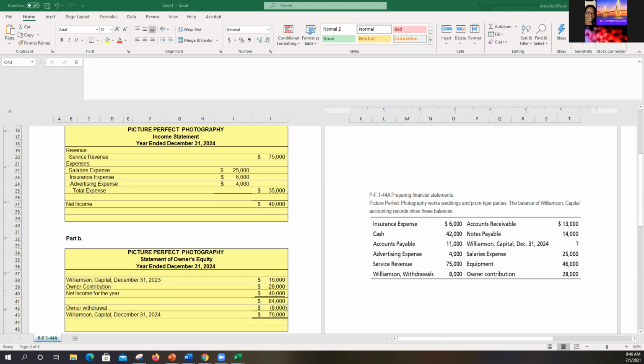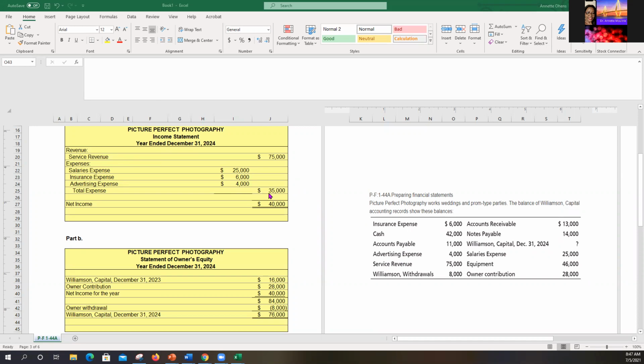Okay, for the sake of time, I went ahead and completed the Excel spreadsheet for this problem 1-44A. So this is the income statement. You have your revenue, which is service revenue of $75,000. You got it from here. Salaries expense, 25,000. Insurance expense, 6,000. Advertising expense, 4,000. So when you add these total expenses, you should get $35,000.